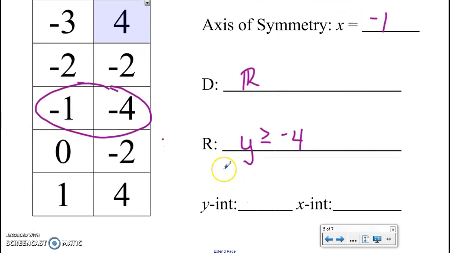Okay, last one. The y-intercept is easy this time. 0, -2. And then the x-intercept is a little tricky now because we end up with a 0 somewhere in here. If this is the case, you can approximate it. So we're going to say that my x-intercept is somewhere closer to 0. So I'm going to say like 1/2 maybe? Somewhere in between.